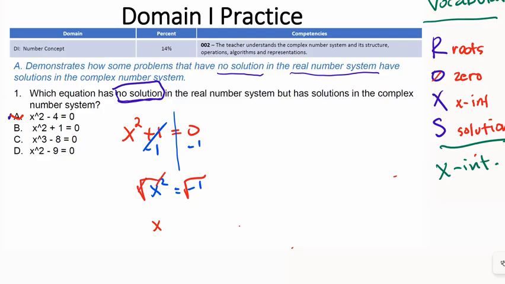Now, if you remember, what's the square root of -1? I. There you go. Square root of -1 is i. So what does it mean? Plus and minus i. What does i mean, by the way? Do you remember what it is? Imaginary. There's no solution. Imaginary.